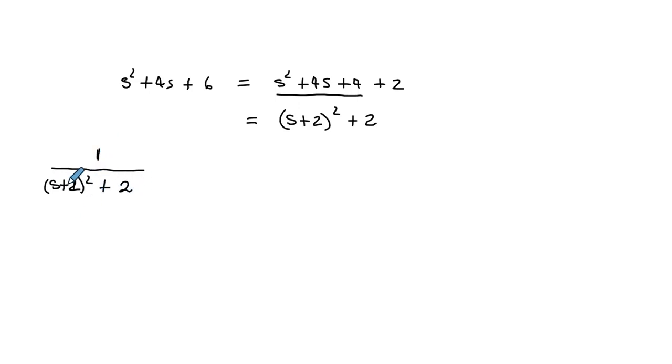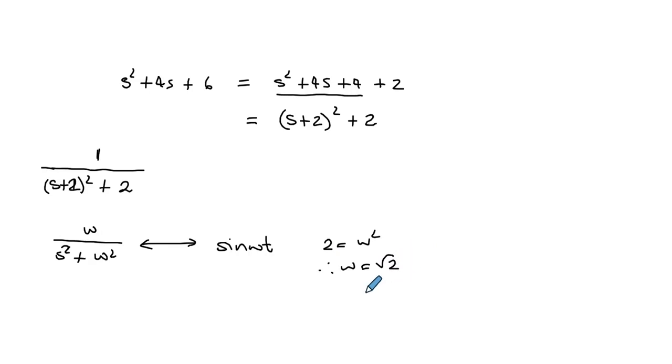But a Laplace transform which has got this kind of shape, which we know is omega over s squared plus omega squared, we know that its inverse transform is sine omega t. But what we have here, if we didn't have this 2, we would have s squared plus 2. 2 then is equal to omega squared, where we can conclude that omega is equal to square root of 2. So then, which means now we can rewrite this as 1 over (s plus 2) squared plus square root of 2 squared.